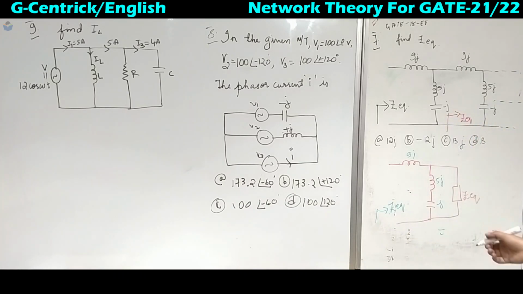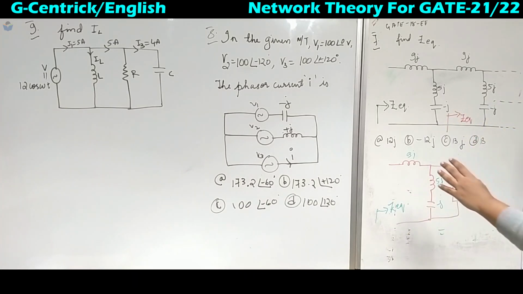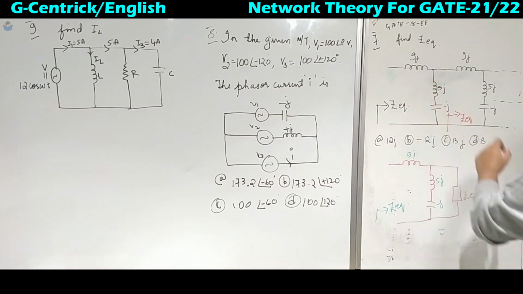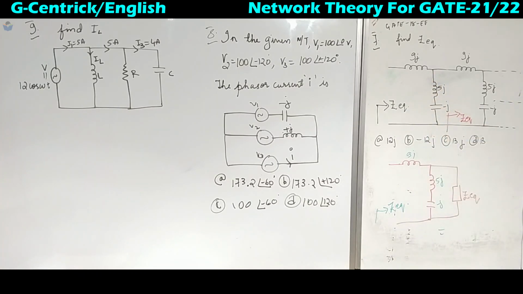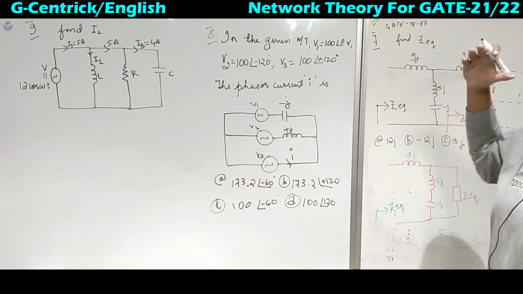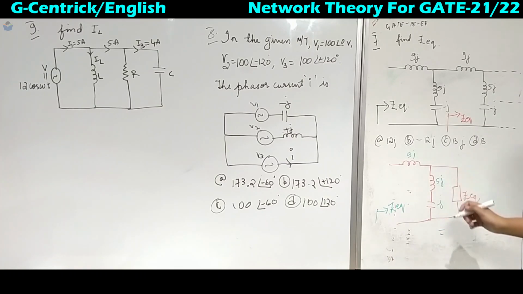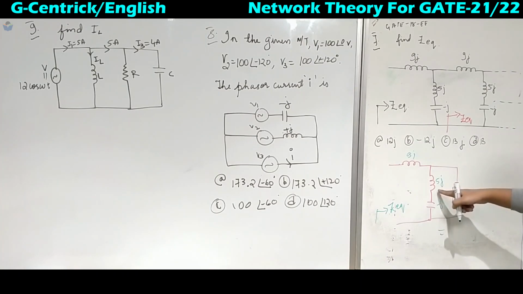Before going into solving or reducing the network, see if the inductor and capacitor values are in ohmic value or not. If they are in Henry and Farad, then convert them into ohmic value, then start solving the problem. It will be easier. So this is in series, 5J and minus J, that is 4J.